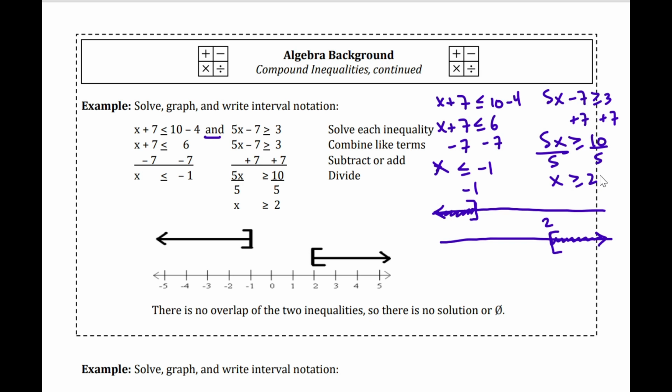Notice that there is no overlap here. The conjunction is all of the points that satisfy both inequalities. Well, there is no number that's simultaneously less than or equal to negative 1 and greater than or equal to 2. Since there's no overlap between the two sets, there is no solution. So we can write "no solution." Another way is this symbol here, the empty set notation.